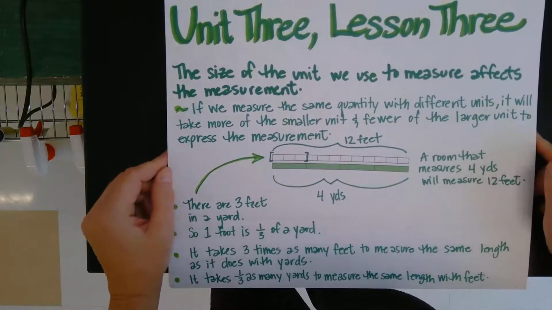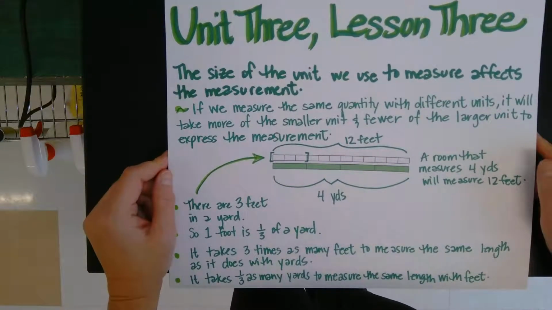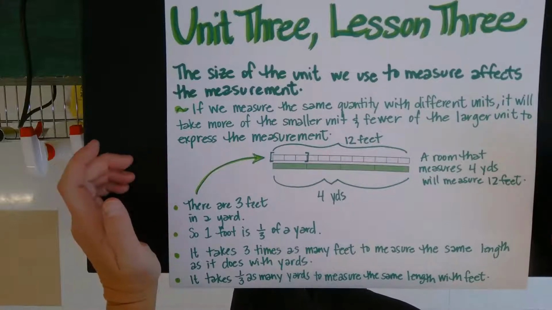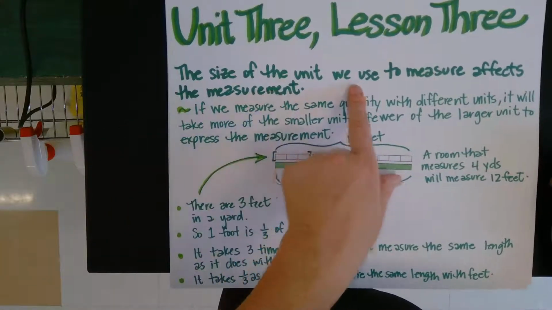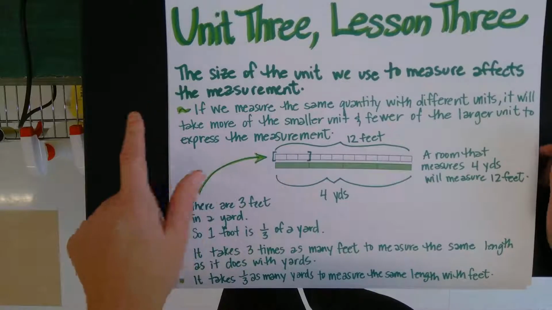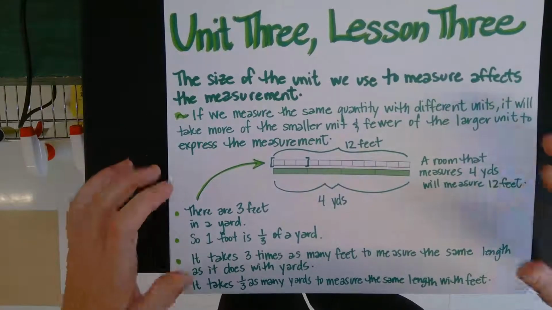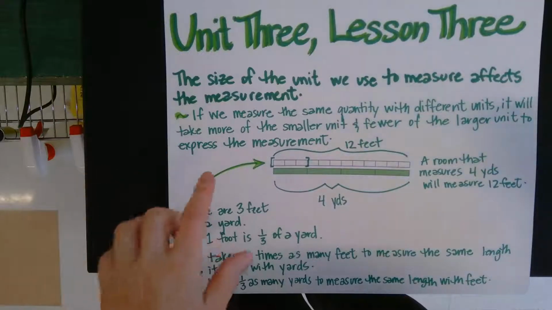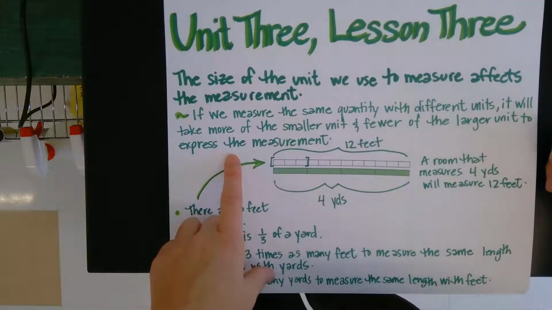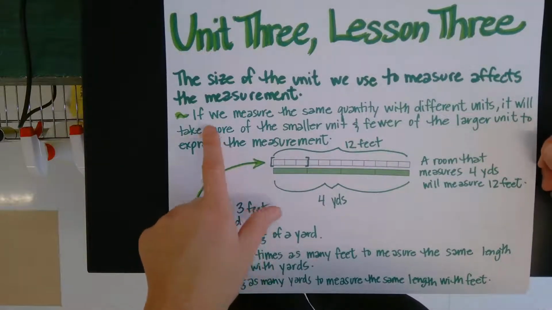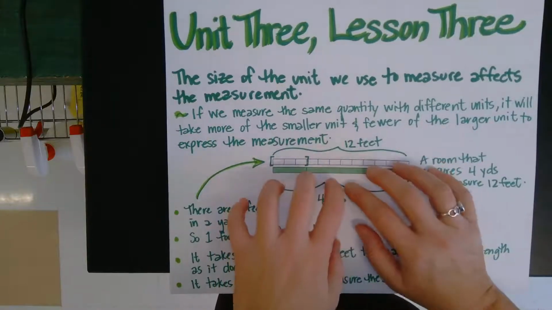I'm going to talk about Unit 3, Lesson 3. This is where we talk about the size of the unit and how the size of the unit we use affects the measurement. I like to remind kids during this lesson to just be really mindful and make sure that you're always checking what you're doing to see if it makes sense. All right, so here's an example that I'm going to use for this mini lesson.